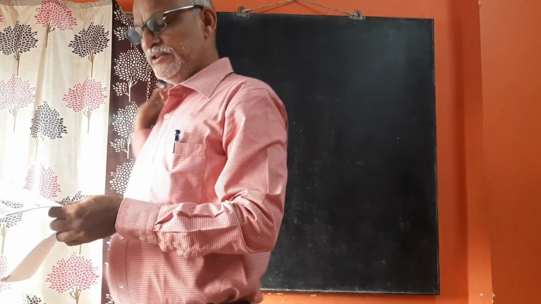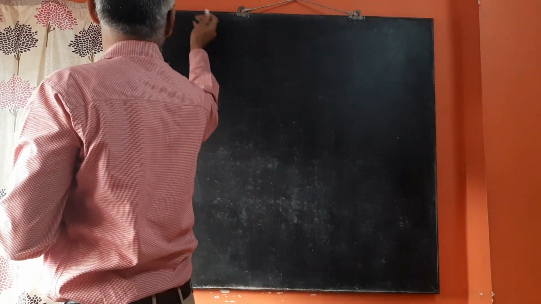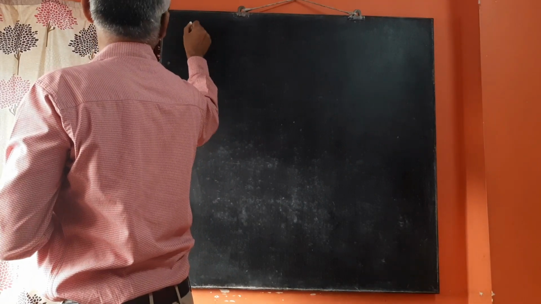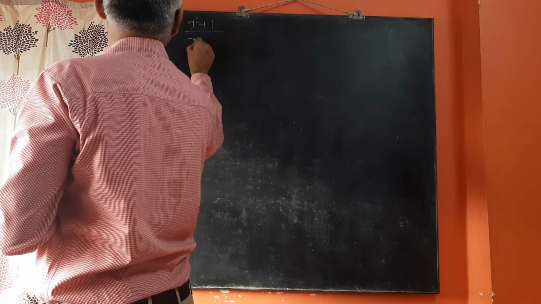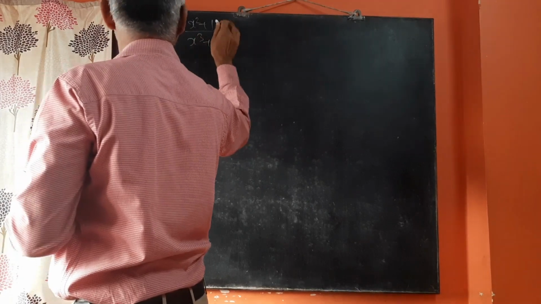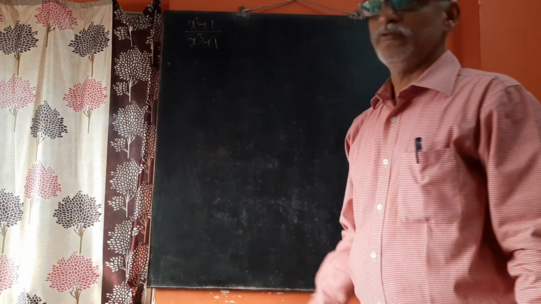So we have finished the first problem on the third case. Let us consider the second one. Find the partial fractions of x square plus 1 divided by x cube plus 1.